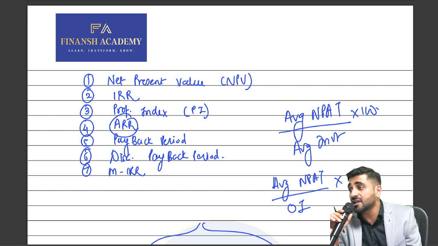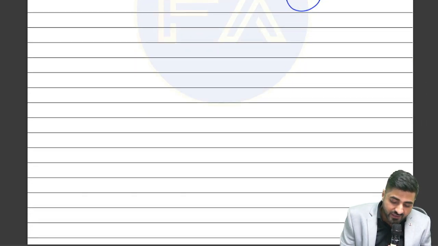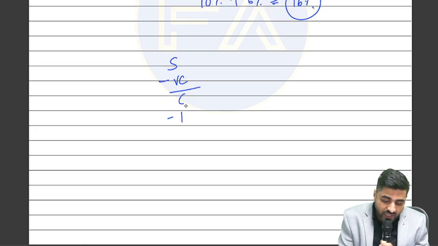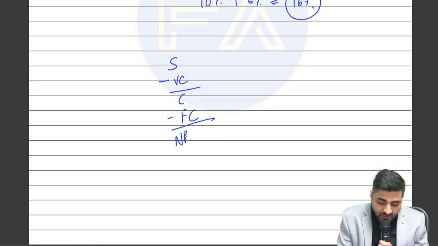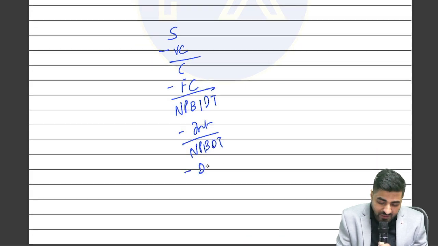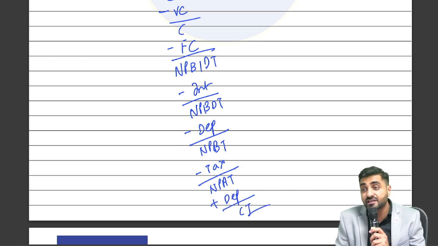Can I say we have to adjust the amount of depreciation? So you all are aware that from sales you subtract variable costs, what do you get? Contribution. From that you subtract fixed costs, what do you get? Net profit before depreciation, interest and tax. From this if I subtract interest, then what do I get? Net profit before depreciation and tax. From this if you subtract depreciation, what do you get, beta? Net profit before tax. From this if you subtract tax, what do you get, beta? Net profits after tax. Then you have to add the depreciation to get the cash flow.